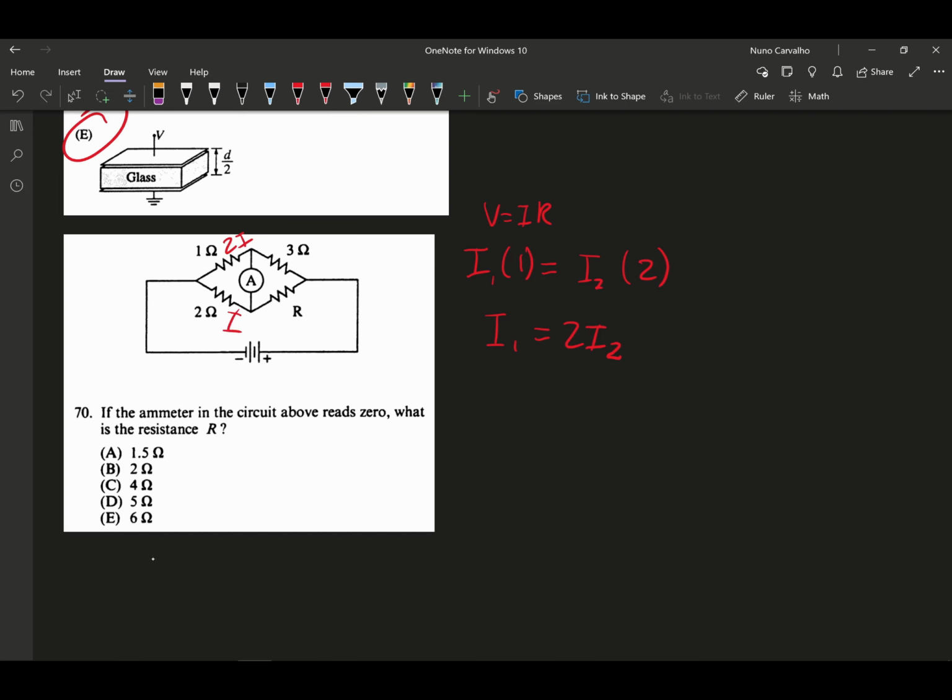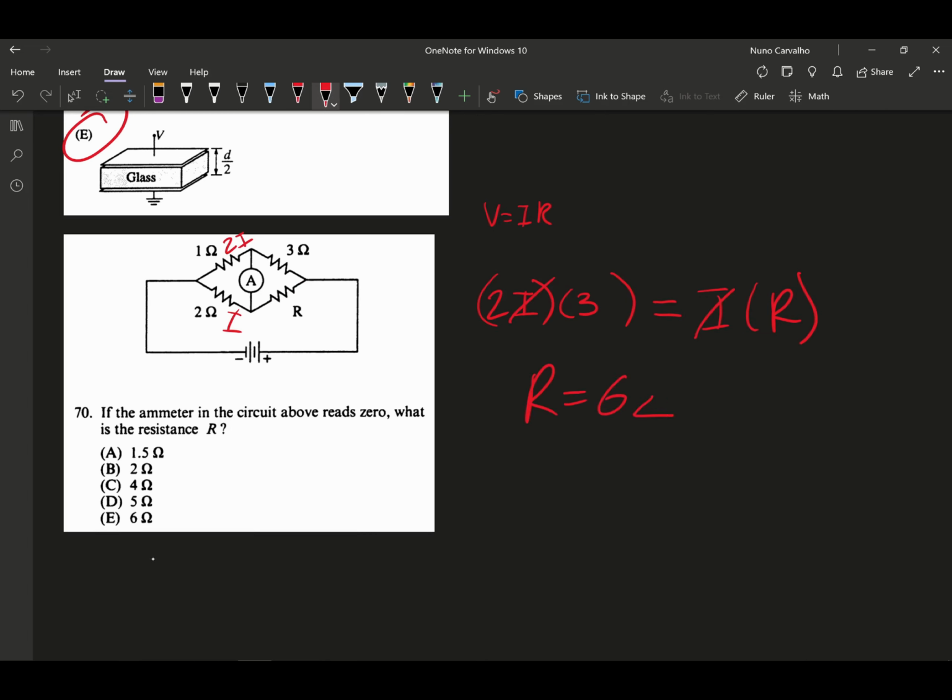Going back to the idea from before, the current that passes through this 3 ohm resistor must be the same as the one that passes through the 1 ohm resistor, and vice versa. So the voltage through here, given by 2I times 3 ohms, is going to be the same as the one passing through the R resistor, which is to say I times R. Then it's just a matter of solving for R. R is going to be 6, in ohms, and so the answer is E. And congratulations, you've reached the end of the 1993 AP Physics, Electricity and Magnetism multiple choice exam.